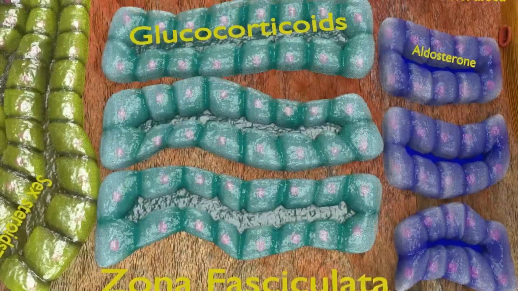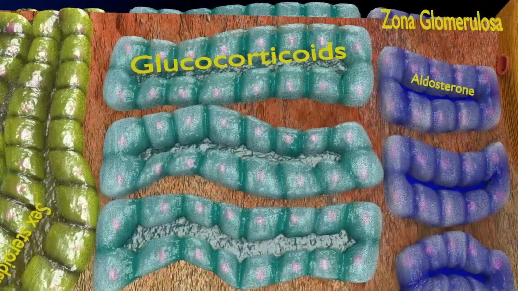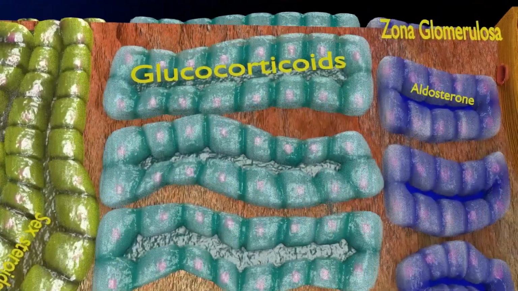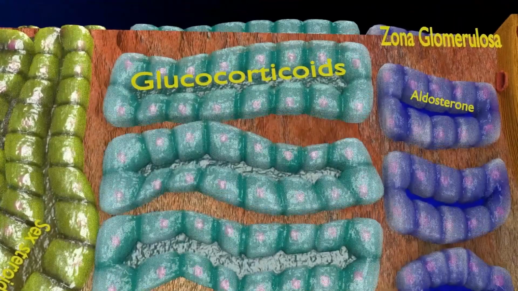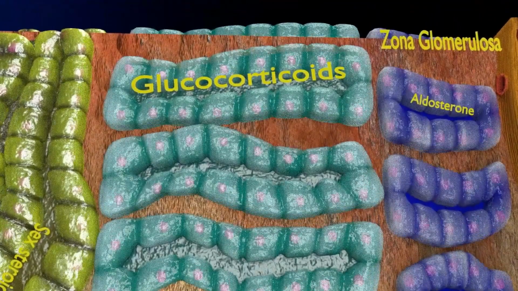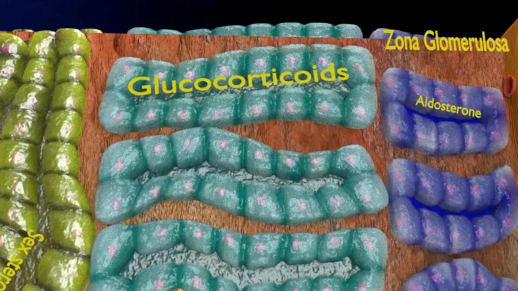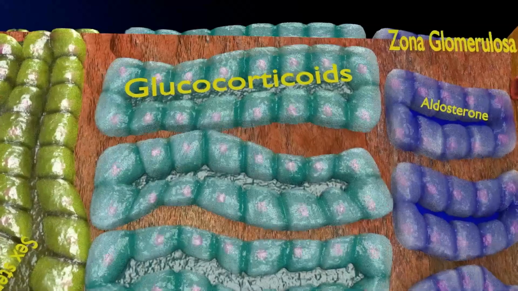The adrenal cortical layer, that is the zona fasciculata, is the largest of the three layers, accounting for nearly 80% of the volume of the cortex. In the zona fasciculata, the cells are arranged in columns radially oriented towards the medulla.